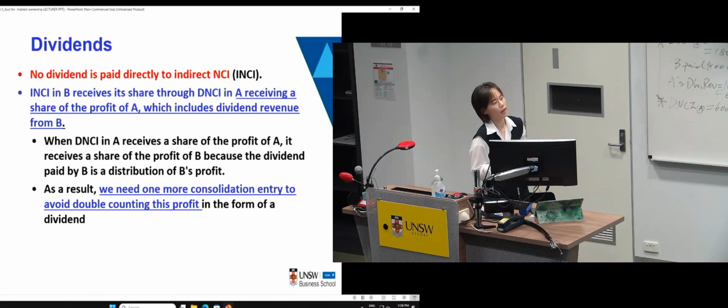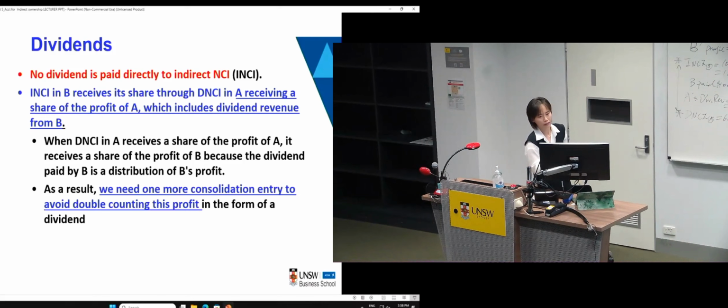And you can see once you make these adjustments, we no longer have any double counting problems. Simply just NCI in B receives a share of B's profit. That's it, right? Because all these were eliminated. Okay. Now let me know if there's any question at this stage.